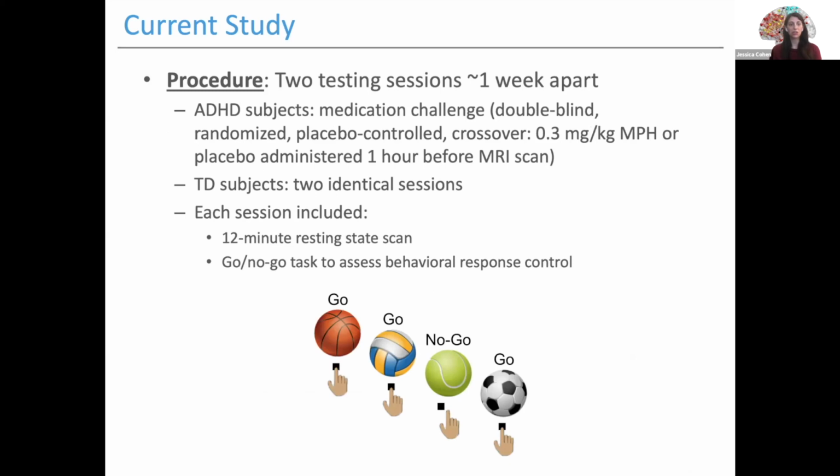Each of the sessions included a 12-minute resting state scan, as well as a go, no-go test to assess behavioral response control. In our version of the go, no-go task, subjects saw a series of sports balls, as you can see here, and they responded with a button press to the go balls, which were approximately 80% of trials. And then they withheld their responses to the no-go balls, in this case, a tennis ball as an example.